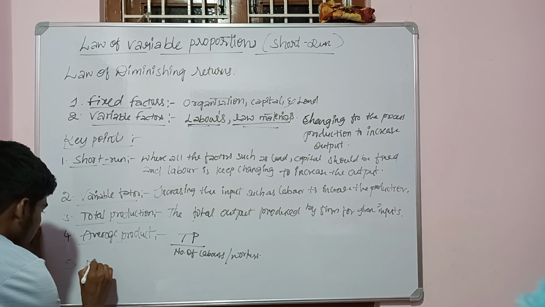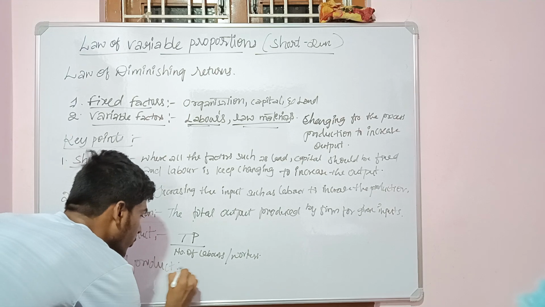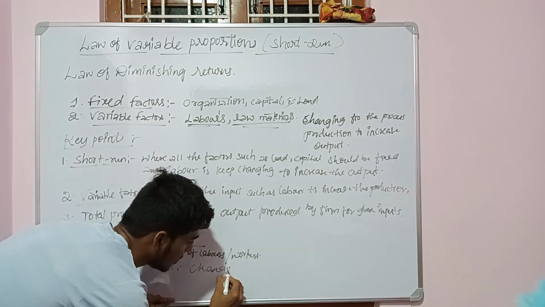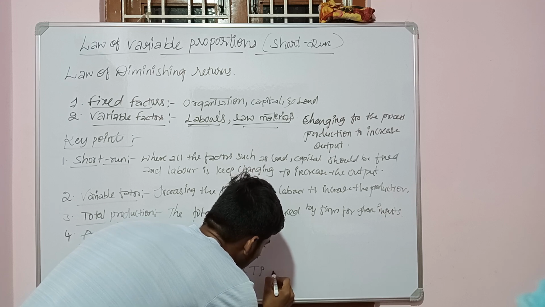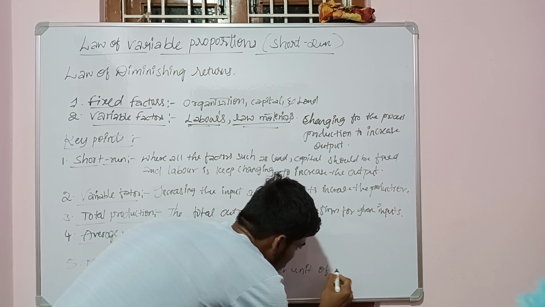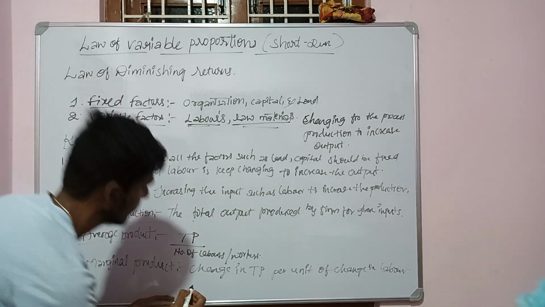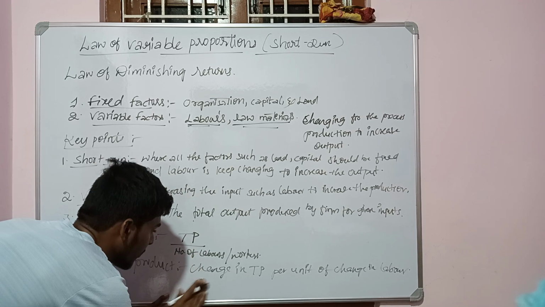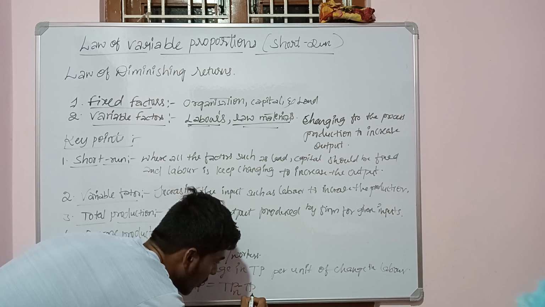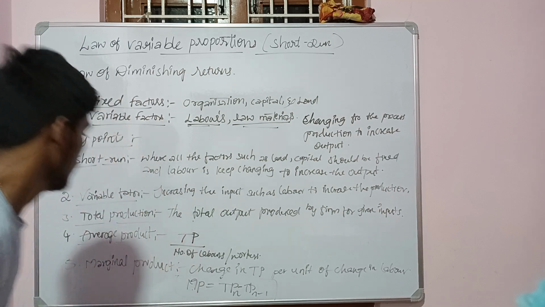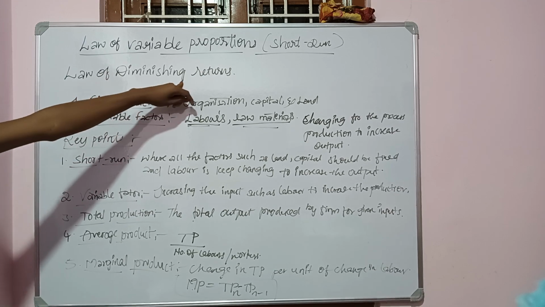Fifth one, marginal product. Change in total product per unit of change in labor, such as marginal product is equal to total product n minus total product n minus 1. These are the key points to be taken while working with this law of diminishing returns or law of variable proportions.